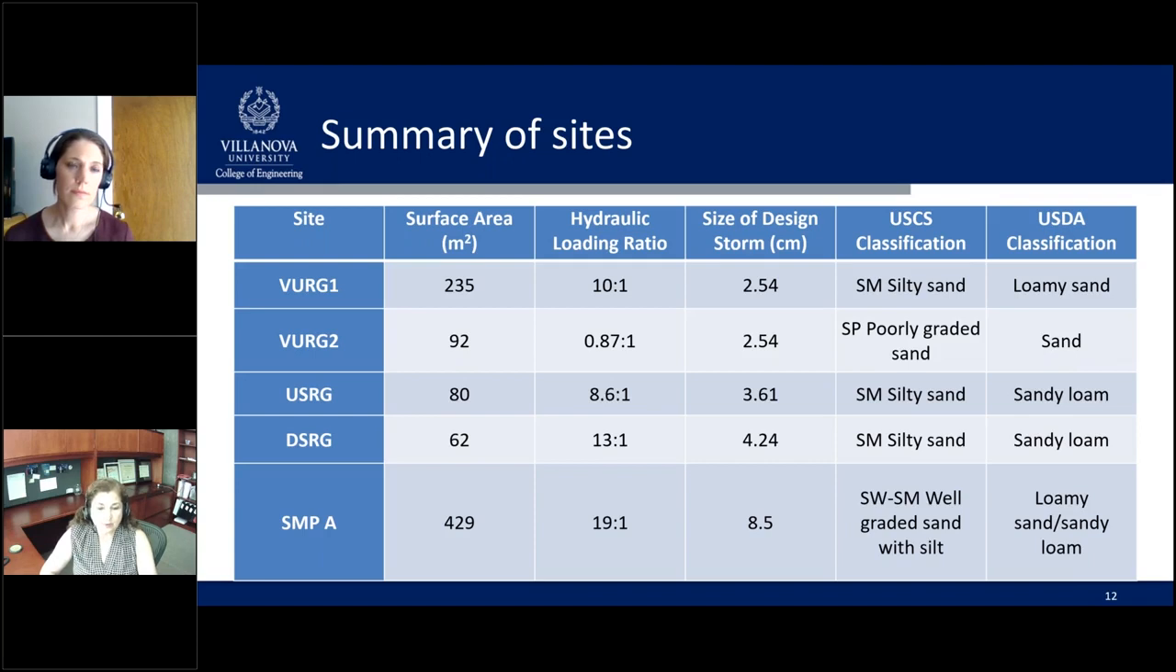So the reason why I want to point all this out is because we have these 5 rain gardens. I think they do a pretty good job of spanning the possible surface areas that you would expect to see for rain gardens, and also represent a fairly wide range of hydraulic loading ratio, and also a fairly high range of design storm size, where again 2.54 would be typical and 8.5 would be actually quite large.